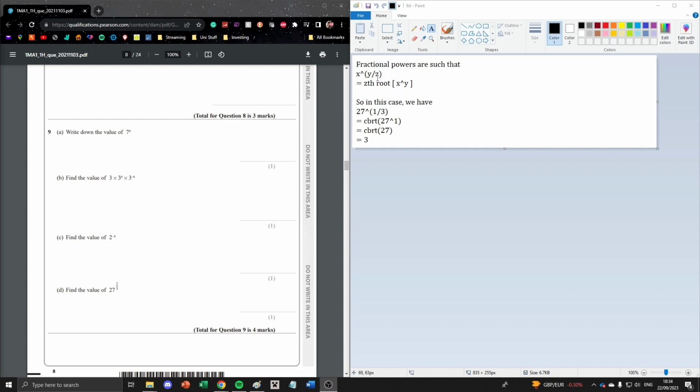So for example, if z was 2, it would be the square root, 3 would be the cube root, and so on and so forth. So in this case, we have obviously 27 to the power of 1 over 3. So that's the cube root from the 3 of 27 to the power of 1. Obviously, the power of 1 is redundant, so it's just the cube root of 27. And we know that 27 is 3 cubed, and so the final value of this is 3.